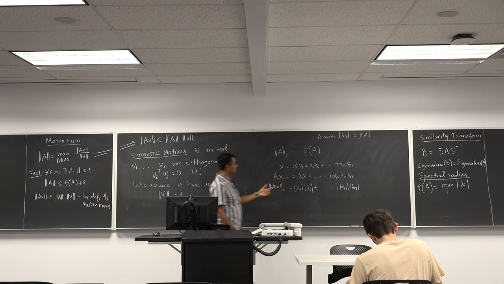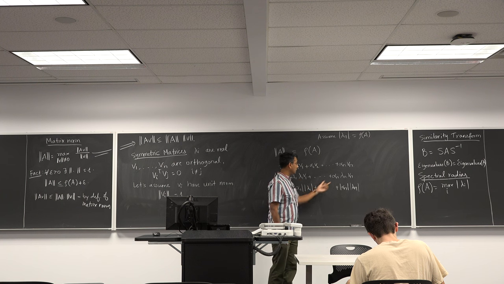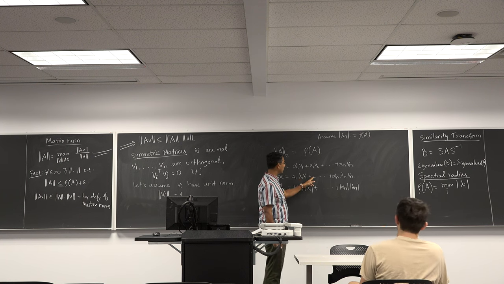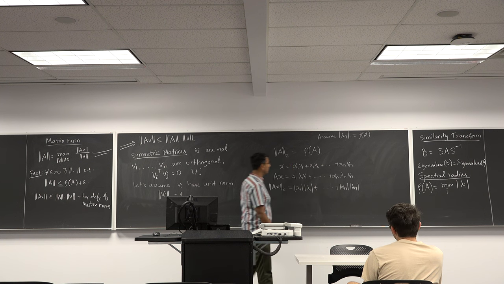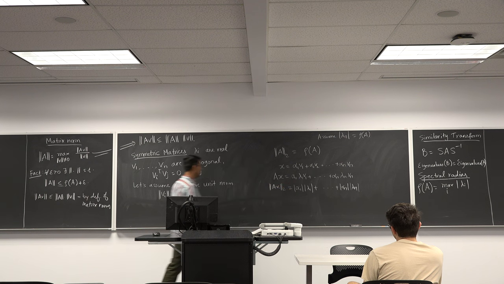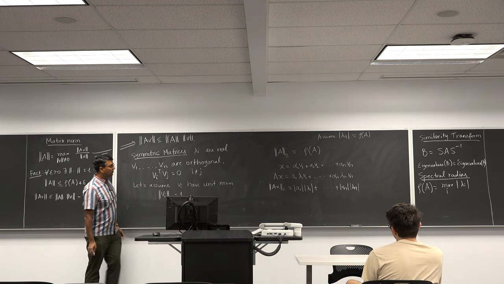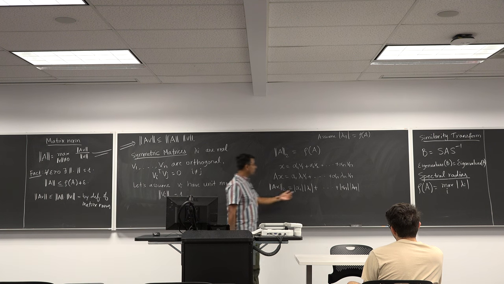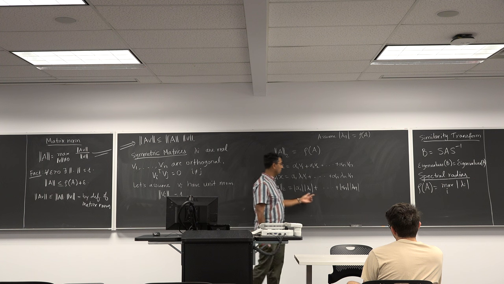So if I take the inner product of this vector with itself, all the cross terms, v1 transpose v2, v2 transpose v3, all of those cross terms will be equal to zero. And v1 transpose v1 will be equal to one, because by definition the vi's have unit norm. So all I am left with is the absolute value of alpha 1 times lambda 1 and so on.